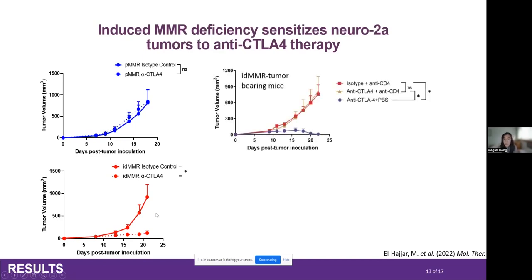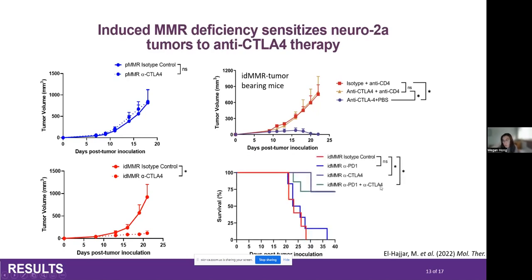And this was shown to be dependent on the presence of CD4 T cells, where if we were to deplete CD4 T cells and then treat with anti-CTLA-4, the therapeutic effect of anti-CTLA-4 is completely lost. This further emphasizes the importance of the presence of T cells in the tumor in terms of response to immune checkpoint inhibitors.